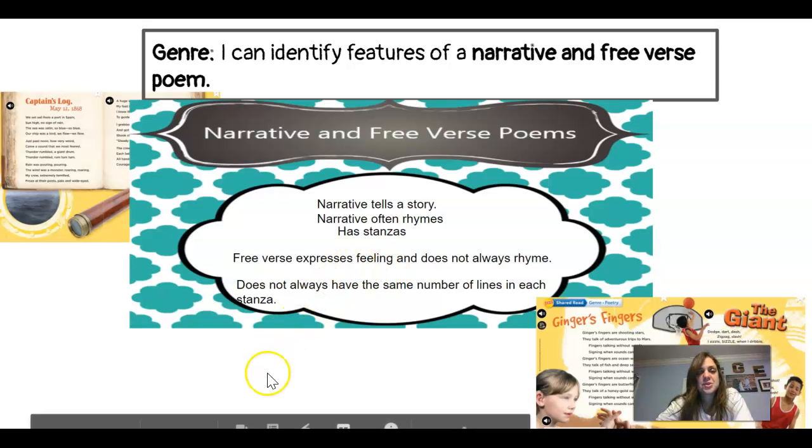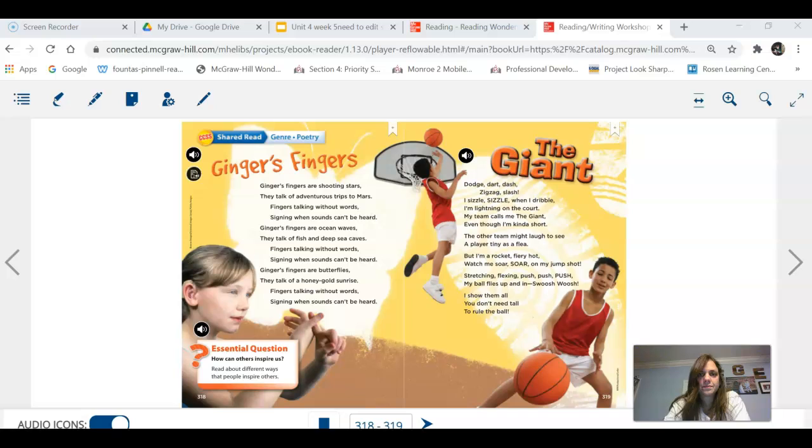So let's go into our poems to identify the features of these poems. Our first poem is called Ginger's Fingers. So again, we want to use our features of a narrative and free verse poem to decide what genre this poem is.